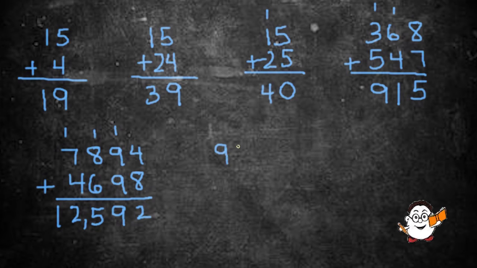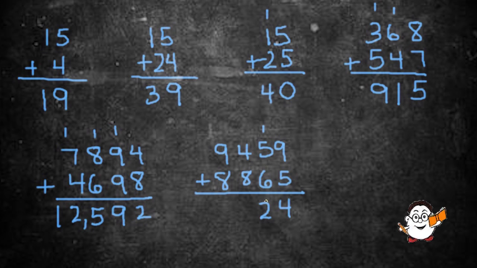Let's try one more. 9,459 plus 8,865. 9 plus 5 equals 14. Write your 4, carry your 1. 1 plus 5 equals 6. 6 plus 6 equals 12. Write your 2, carry your 1.